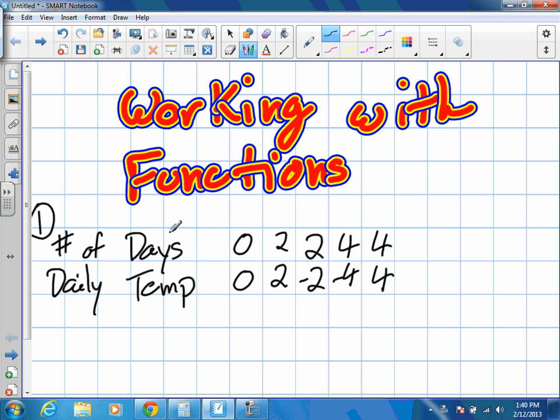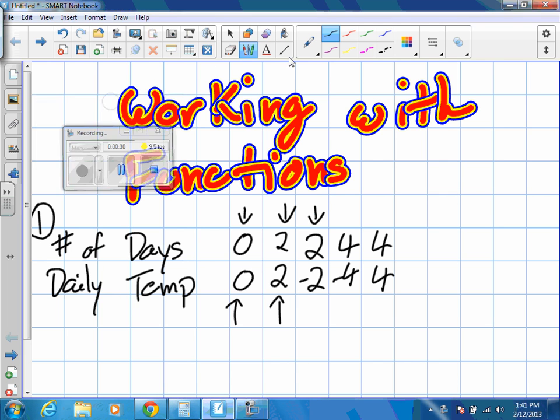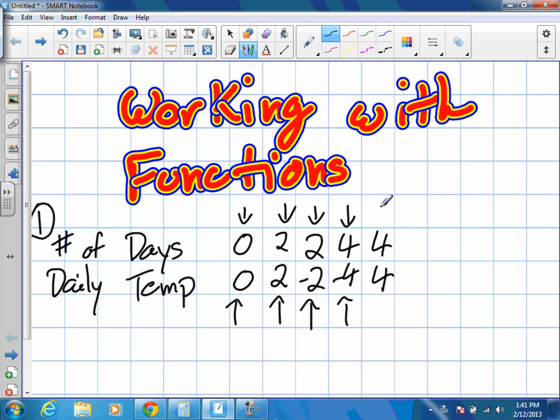The number of days in a month, okay, so this deals with the number of days in a month and the average daily temperature. They've corresponded them. So 0 days had a daily temperature or average of 0. 2 days had a daily temperature of 2. 2 more days had a daily temperature of negative 2. 4 days had a daily temperature of negative 4. And 4 days also had a daily temperature of 4. These are actually coordinates, and we're going to represent them in several different ways.